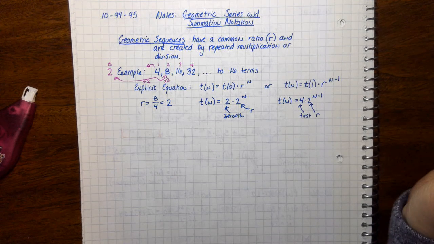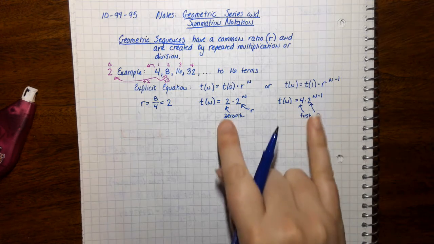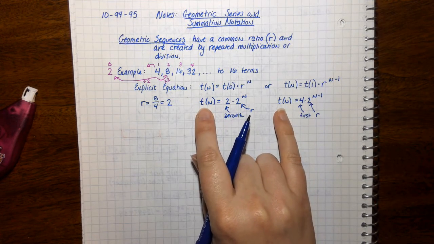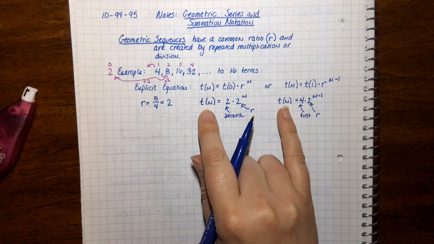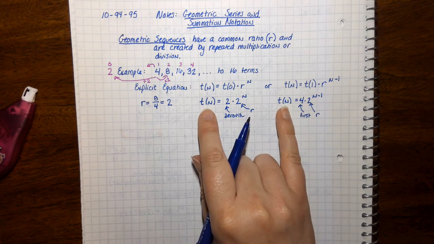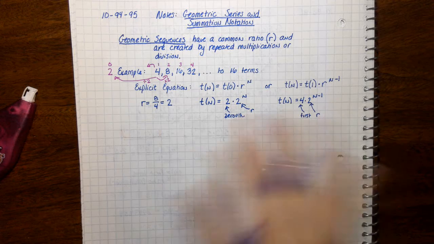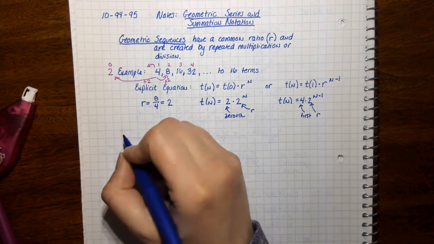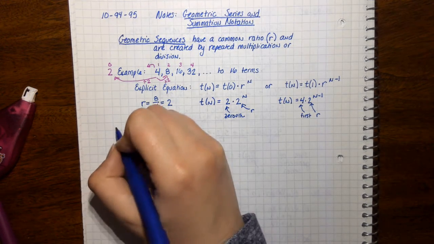Okay. Just a note that if you have t of n and you want to find the number of terms, you might have to log both sides. I'm hoping that all of our log work from previous chapters will help there. Okay, so now we're going to move this into a series.